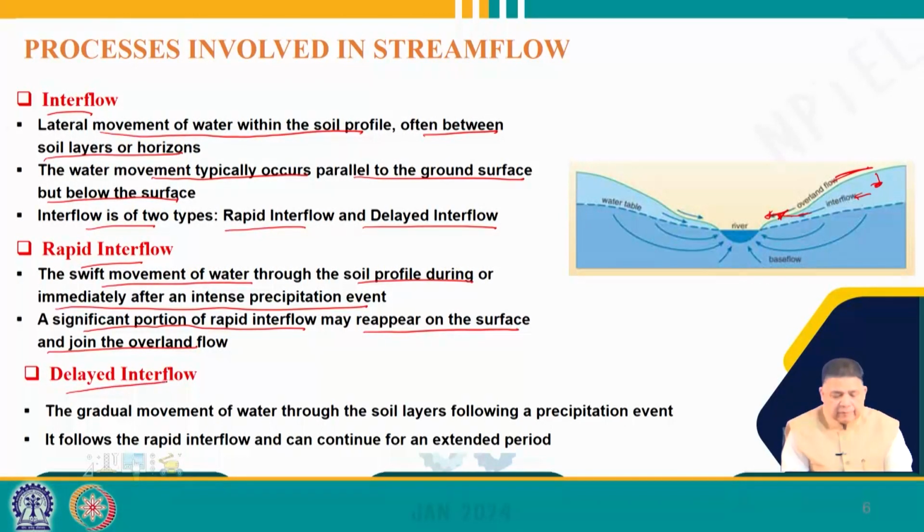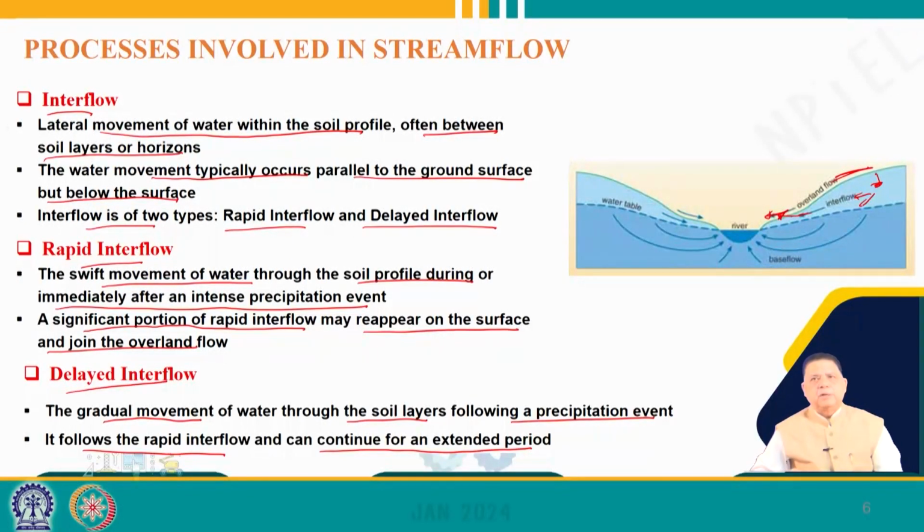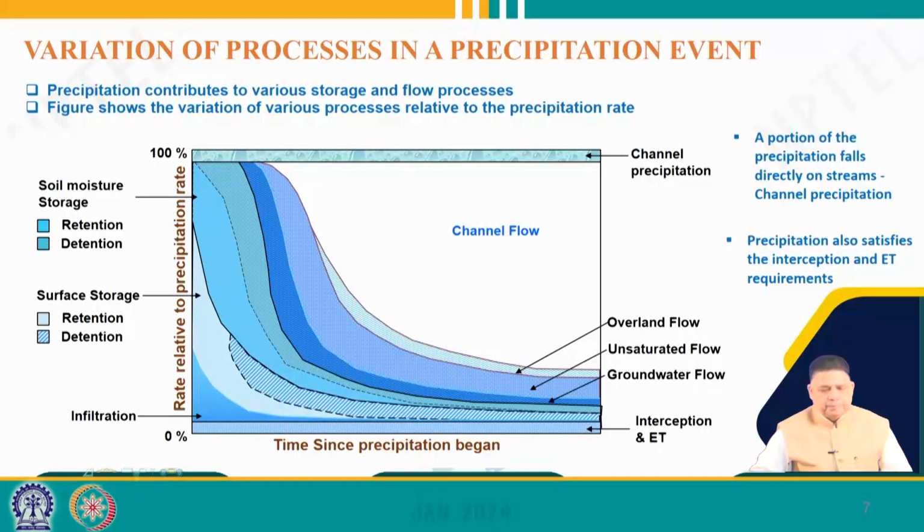Then there is delayed interflow, that is the gradual movement of water through the soil layers following a precipitation event. It follows the rapid interflow and continues for an extended period. So, rapid interflow is pretty quick. The water starts moving parallel to the surface, and then if the soil profile permits, it reappears on the ground surface, whereas the delayed interflow moves slowly and joins the groundwater, and it continues for a longer period of time, which is a very slow release of water.